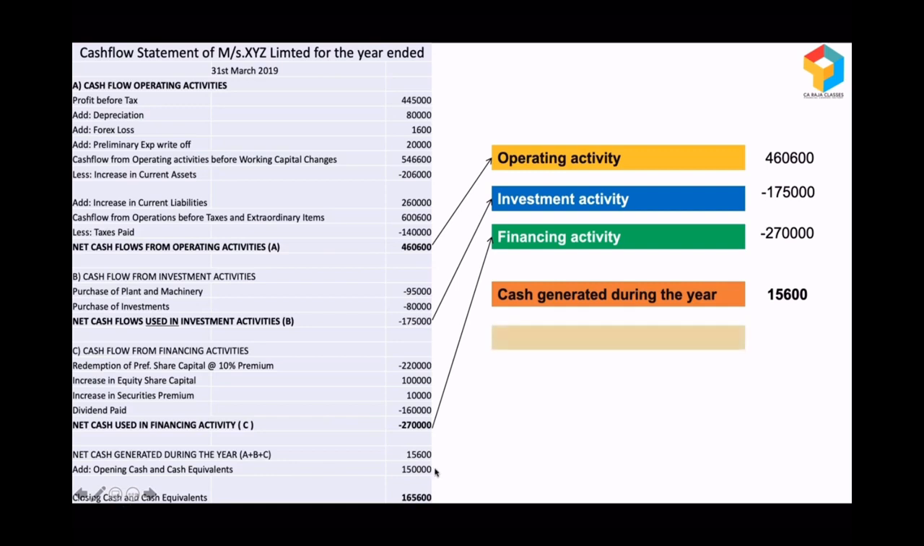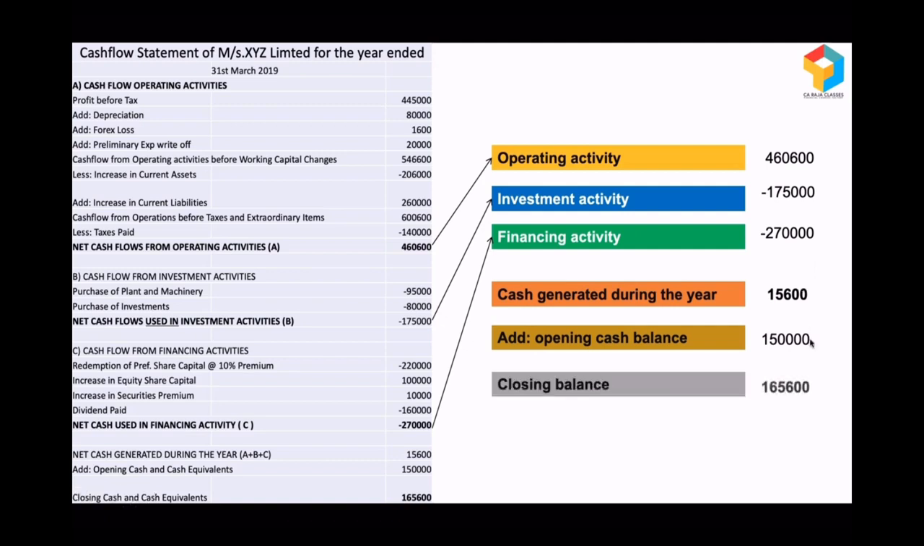They already had 1,50,000. So this 1,50,000 plus what they've made during the year, if you add, still at the end of the year their position is really comfortable. It's actually better than the previous year. Previous year it was 1,50,000, and at the end of the current year it is 1,65,600. So when I look at the cash flow statement, things are looking too good.